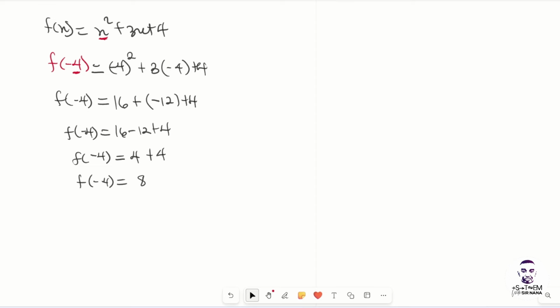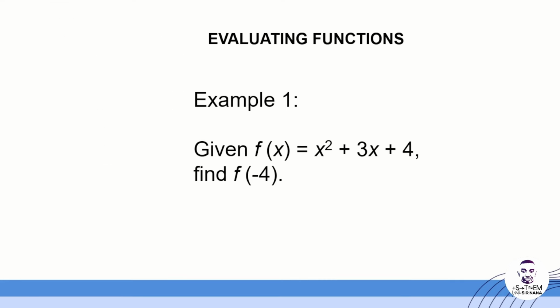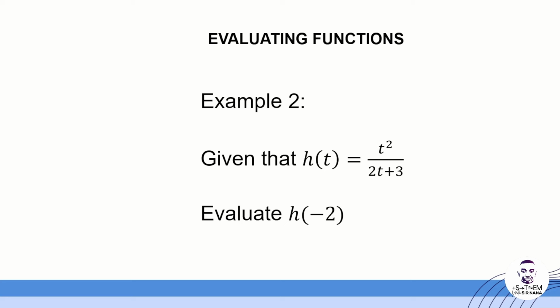Now let's look at our next question. It says that given that h of t is equal to t squared all over 2t plus 3, evaluate h of minus 2. So we are evaluating h of minus 2 by substituting minus 2 in place of t. I believe that now you understand, you can do this. So you can pause the video, go through the steps to solve it, and let's see the solution.